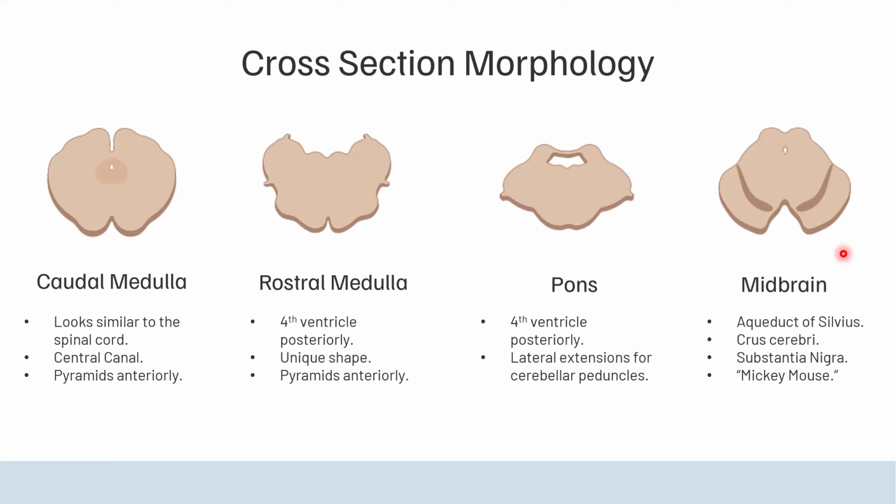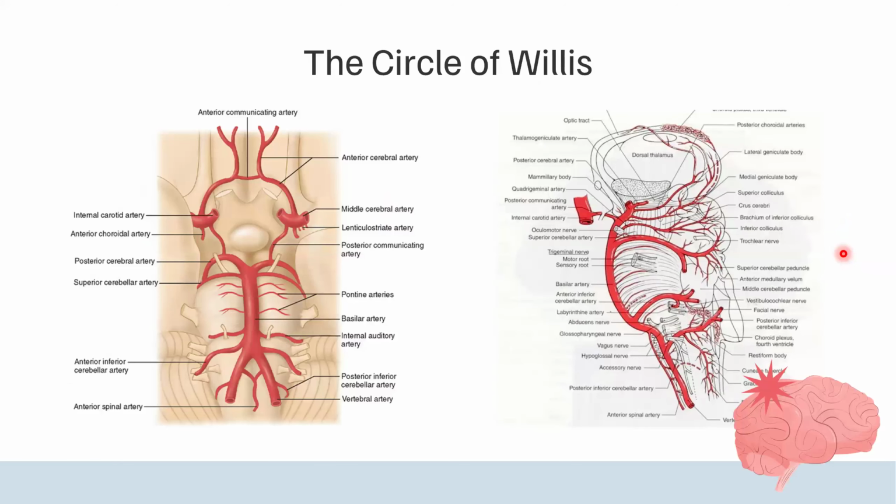Okay, so now we know the parts of the brainstem. Now we know what each of them is supposed to look like on cross section. How is the brainstem actually supplied? What is its blood supply? Well, through the beloved circle of Willis, which a lot of people find very intimidating initially, but I believe it is actually very, very simple and very straightforward.